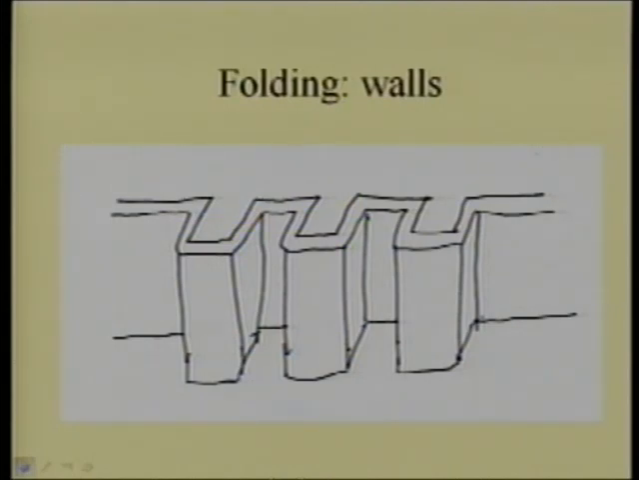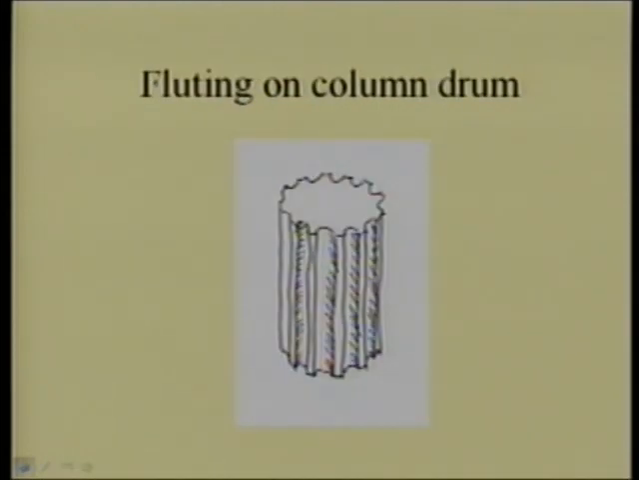Here is a folded wall that can be a result of the type of compression that I talked about. Here is a radial one along the circumference. Folding along the circumference will create fluting on a column drum. Why do we have fluting? Well, because it is one application of the push along the circumference of an architectural element.